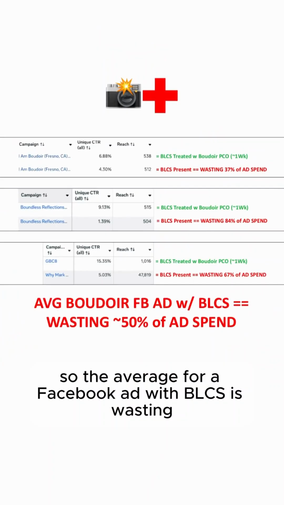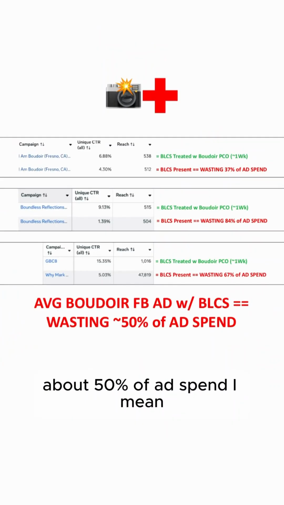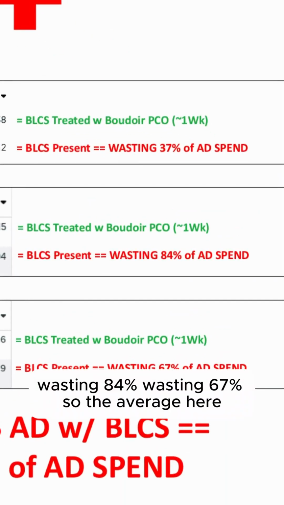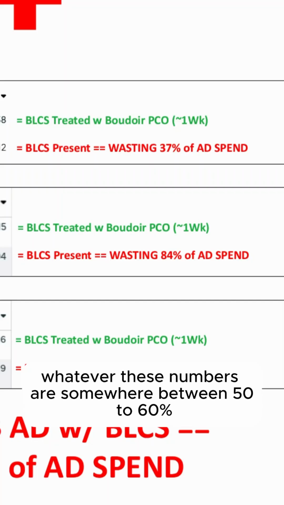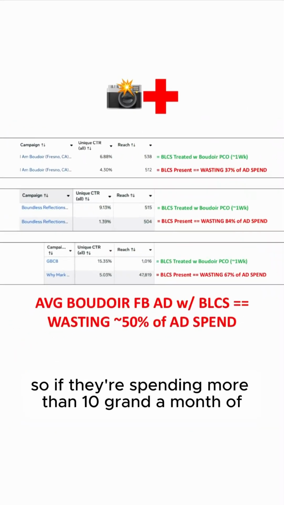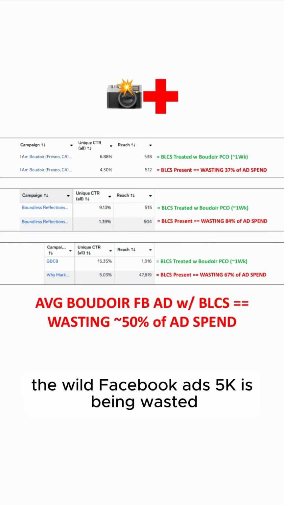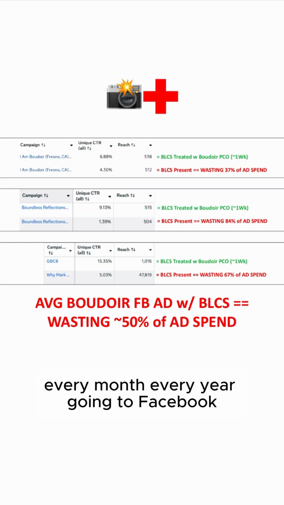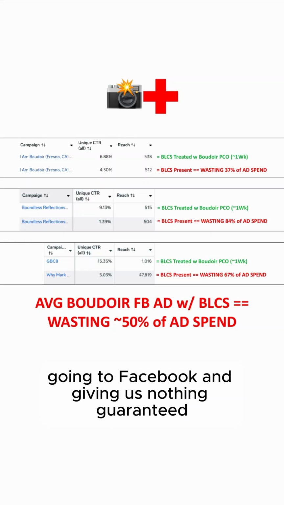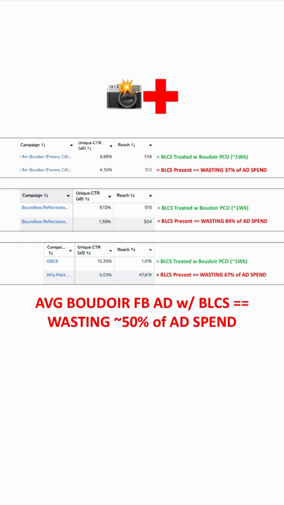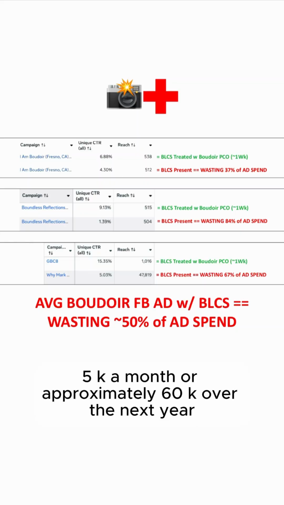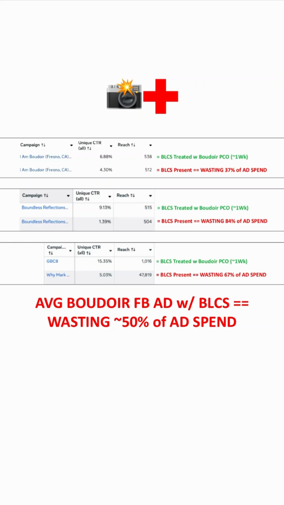So the average Boudoir Facebook ad with BLCS is wasting about 50% of ad spend. I mean, look at these numbers: wasting 37%, wasting 84%, wasting 67%. So the average here, whatever these numbers are, is somewhere between 50 to 60%. If they're spending more than 10 grand a month on Boudoir Facebook ads, 5K is being wasted, approximately every day, every month, every year, literally going to Facebook and giving us nothing, guaranteed. So we can probably save 5K a month, or approximately 60K over the next year.